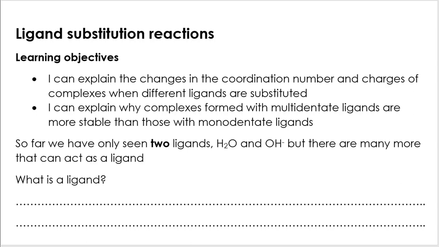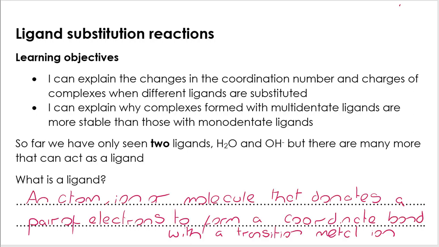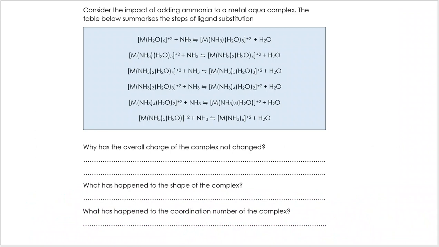What do we mean by the term ligand? Well, a ligand is any atom, ion or molecule that will or can donate a pair of electrons, so it will form a coordinate bond specifically with a transition metal ion. Let's move on and take a look at a ligand substitution reaction.